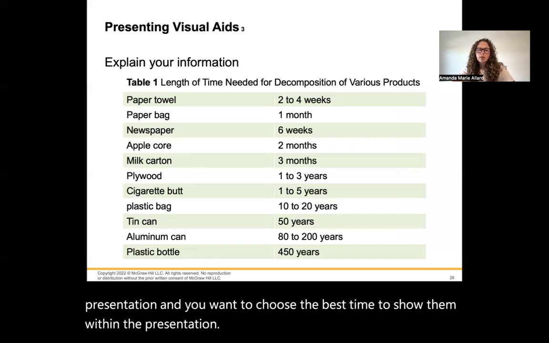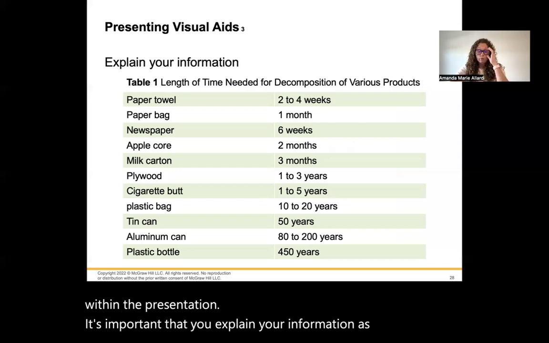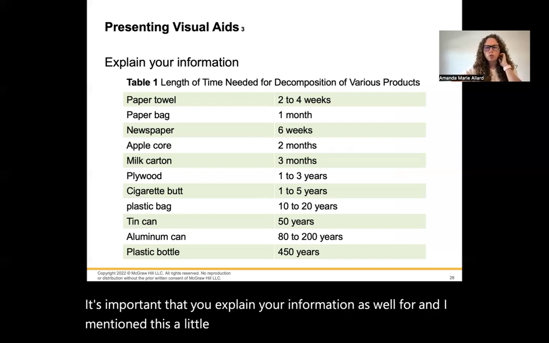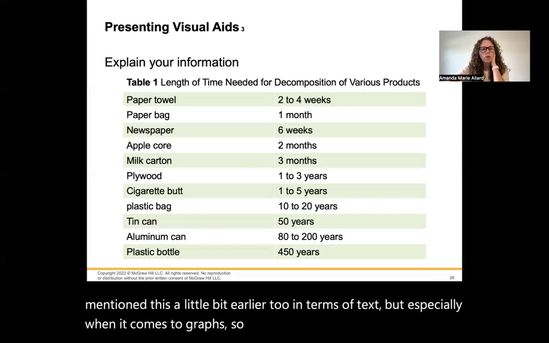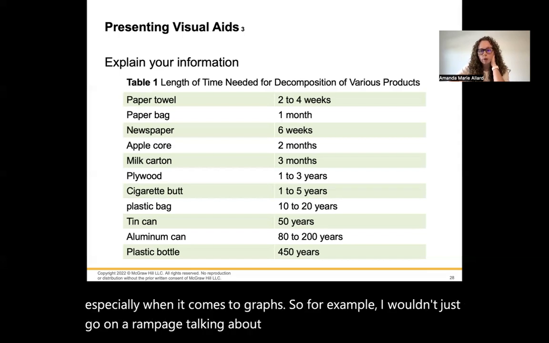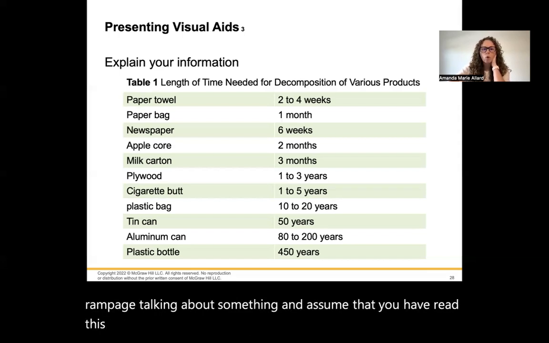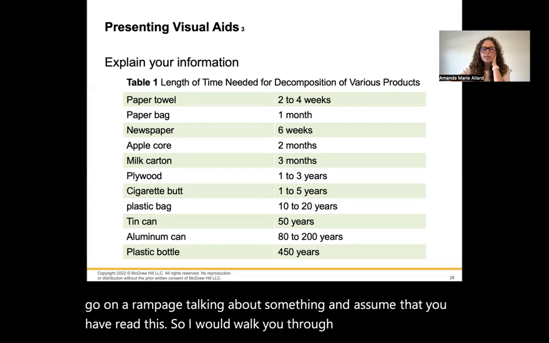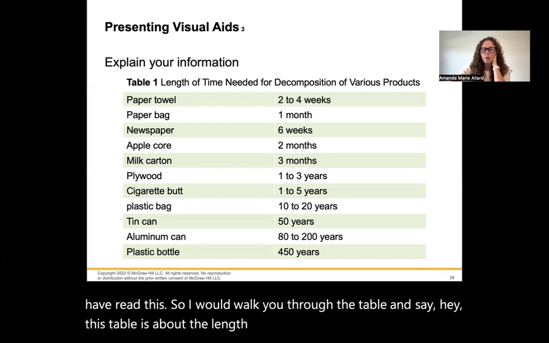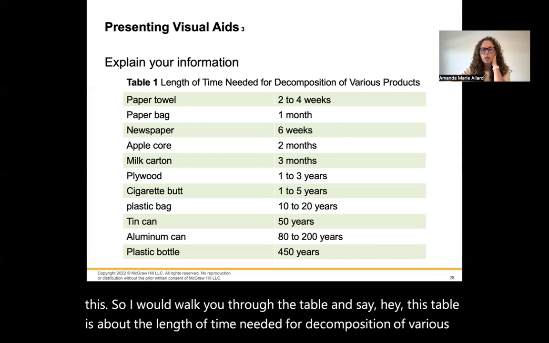It's important that you explain your information as well. And I mentioned this a little bit earlier too, in terms of text, but especially when it comes to graphs. So for example, I wouldn't just go on a rampage talking about something and assume that you have read this. So I would walk you through the table and say, hey, this table is about the length of time needed for decomposition of various products in a home.